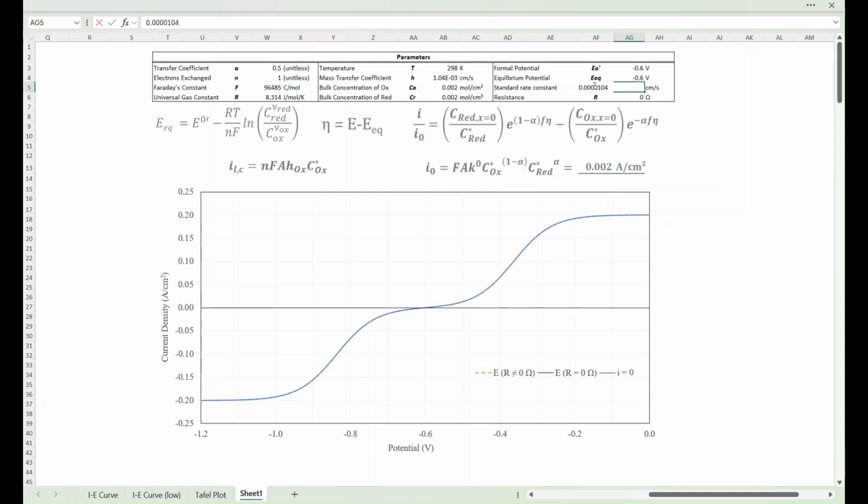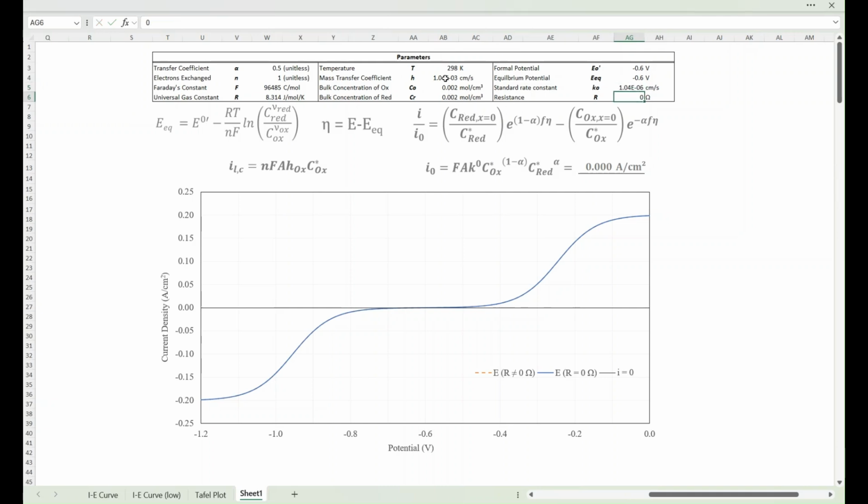And so let's go really extreme here and go 10 to the minus 6, and we can see, oh yeah, it's really flattening out now. And so the thing to note here is how this looks very similar to when we were increasing the mass transfer coefficient.